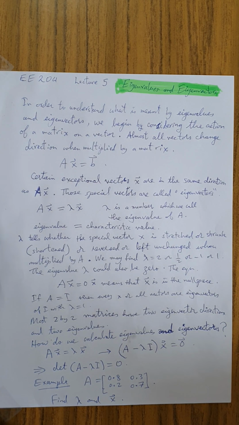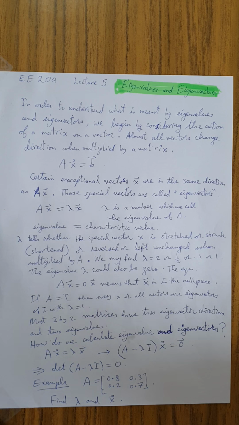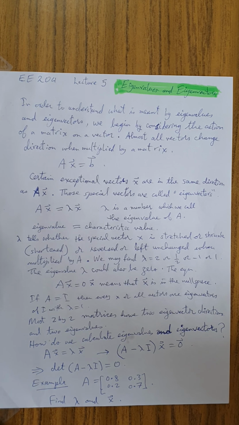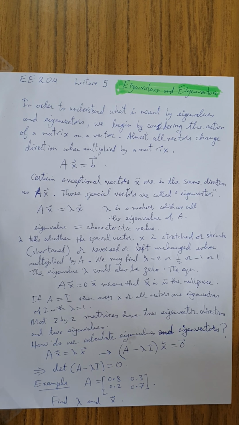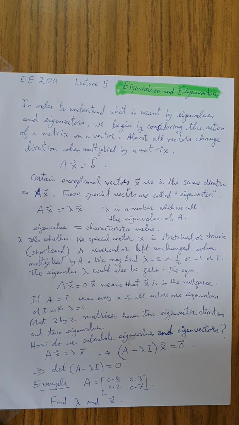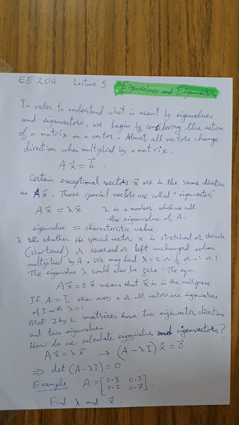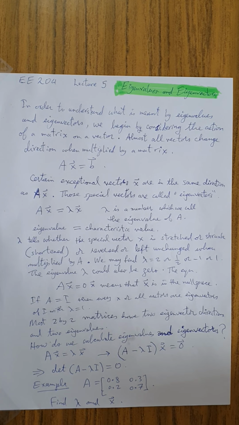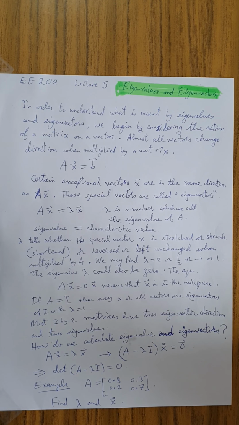In order to understand what is meant by eigenvalues and eigenvectors, we begin by considering the action of a matrix on a vector. Almost all vectors change direction when multiplied by a matrix. So the action of A onto x changes it to b. Certain exceptional vectors x are in the same direction as Ax. Those special vectors are called eigenvectors.